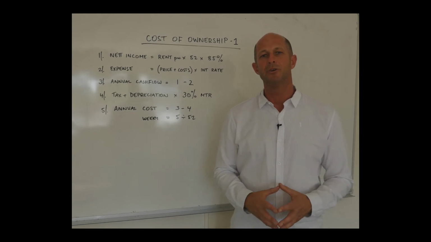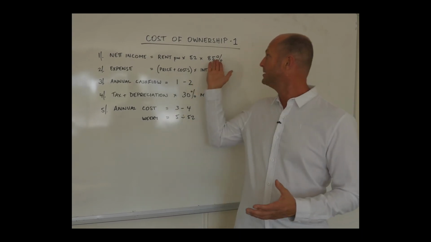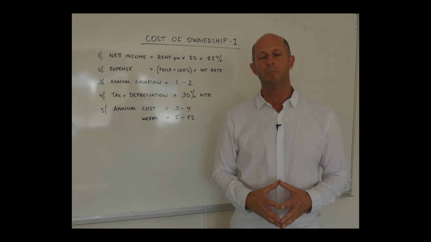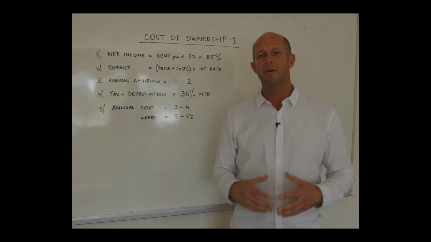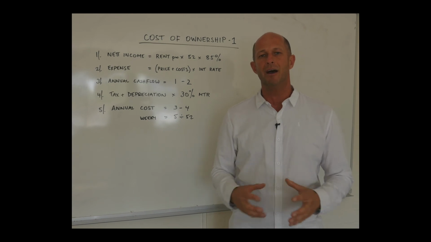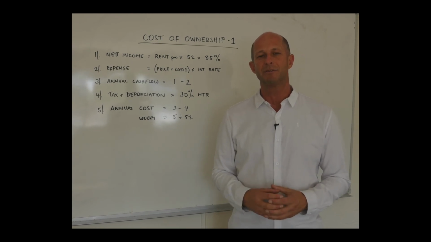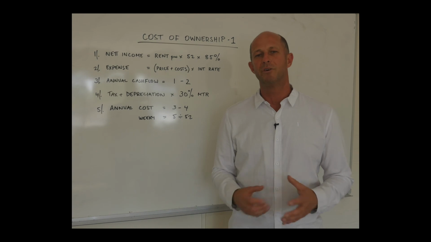So again, these are gross numbers. The 85% in particular is what I allow for new properties. People always have their opinions around this, but it just gives us a really good guide of how much this property is going to cost me each year. I'll move on to the example.